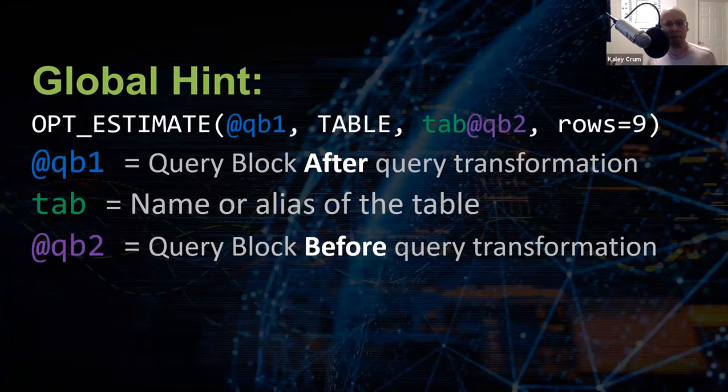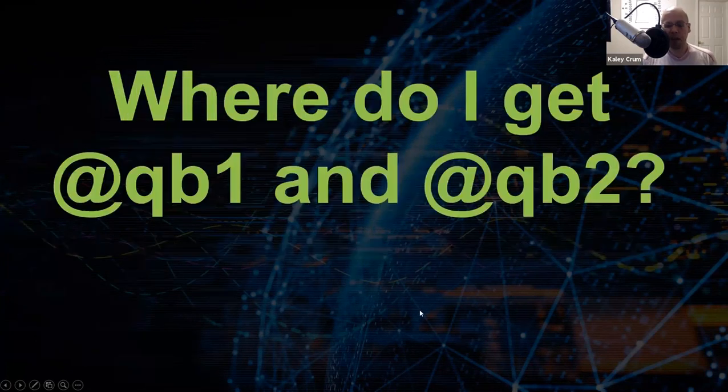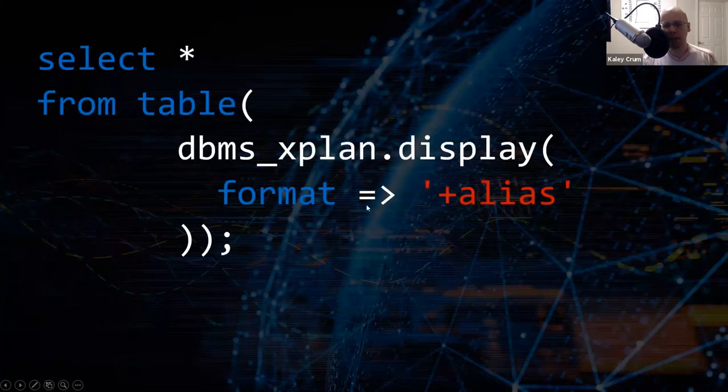I have to call it something new. So basically what it does is it takes query block A and B and hashes it and comes up with the end result. So you don't need to worry about all that. The question is, where do you get these values? Where do you get QB1 and QB2? You get those values from dbms_xplan.display and from the format parameter.